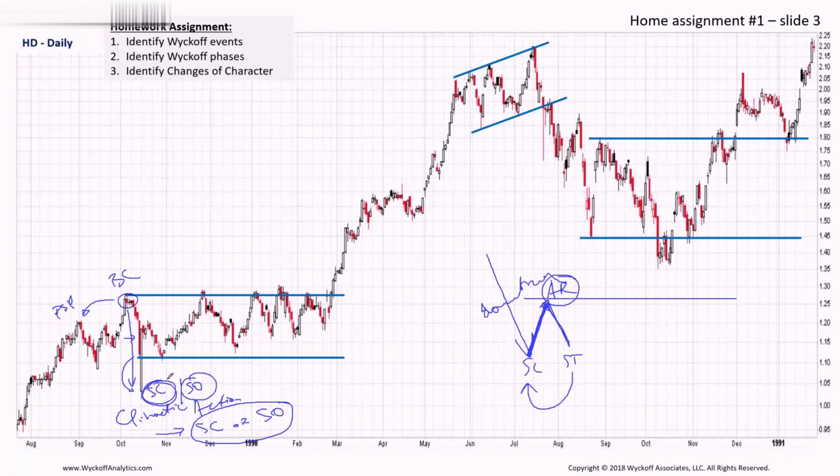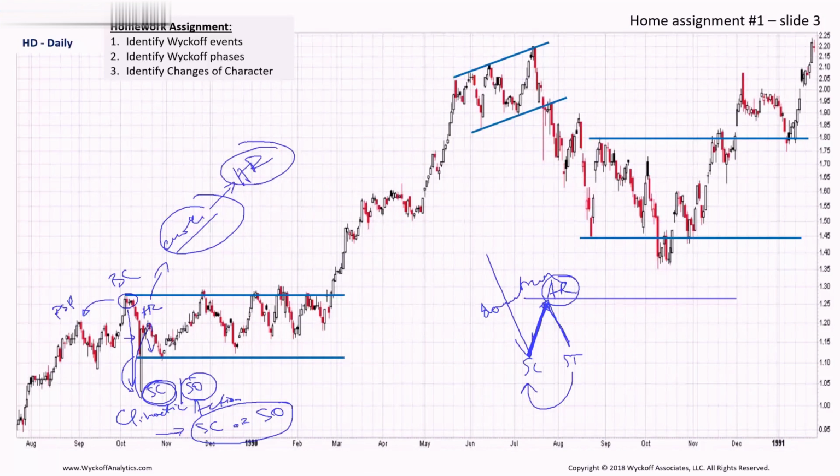Why do we say that this is an automatic rally? Well, look at the quality of the rally. What does this tell you? Relative to the downtrend, it's a change of character. It's the largest reaction to the upside since the buying climax. So of course, this is going to be a change of character, and therefore it could be labeled as an automatic rally. Then look at the next reaction.